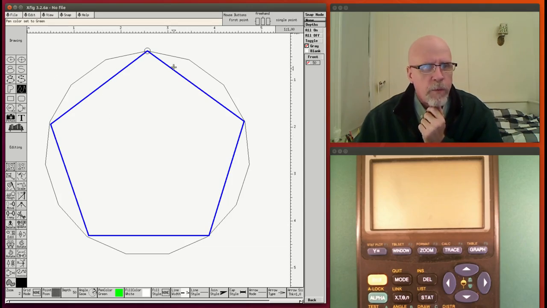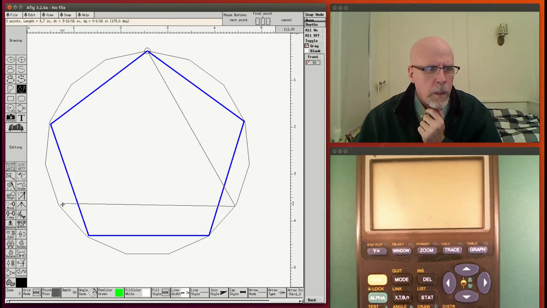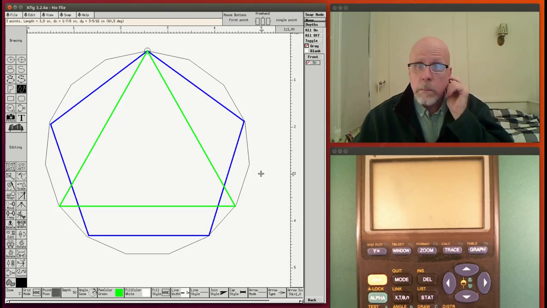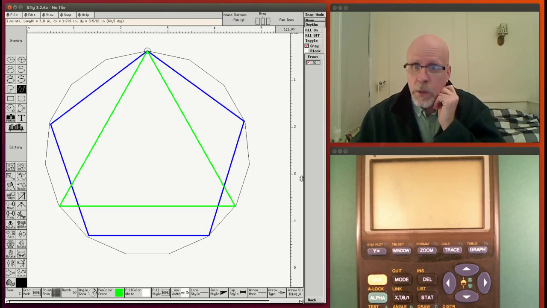How about if we skipped over 5 this time? 1, 2, 3, 4, 5. 1, 2, 3, 4, 5. 1, 2, 3, 4, 5. Not really a star, a triangle.